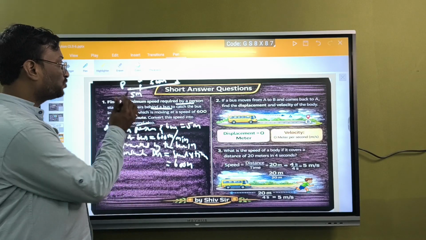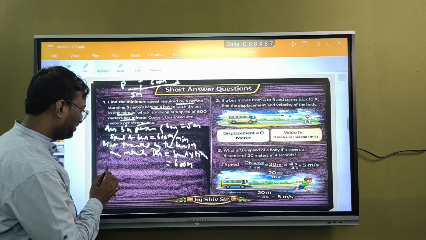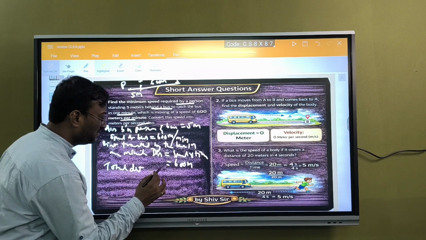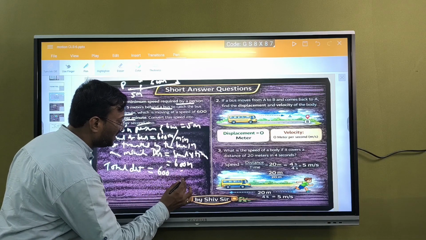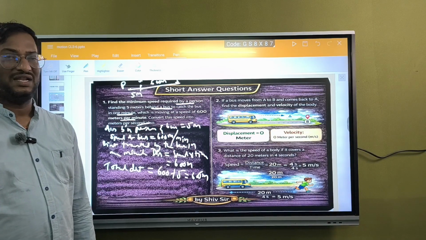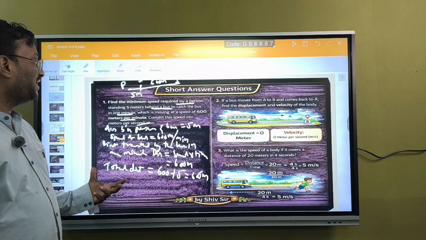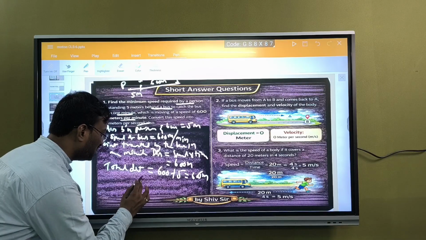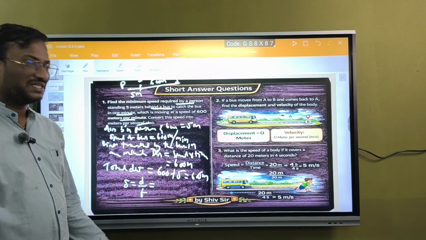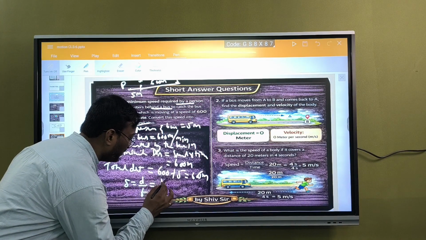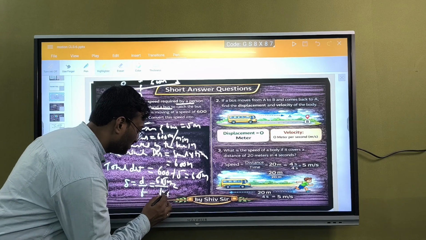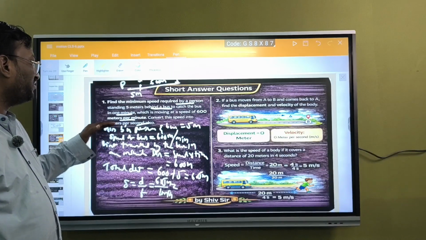Okay, then what is the total distance the person should travel? Total distance the person should travel is 600 plus 5, which is equal to 605 meters. Okay, that is the total distance. Then what will be the minimum speed he has to cover? Speed is equal to distance by time taken, which is 605 meters by 1 minute. 1 minute can be written as 60 seconds. So the answer should be given in meter per second.